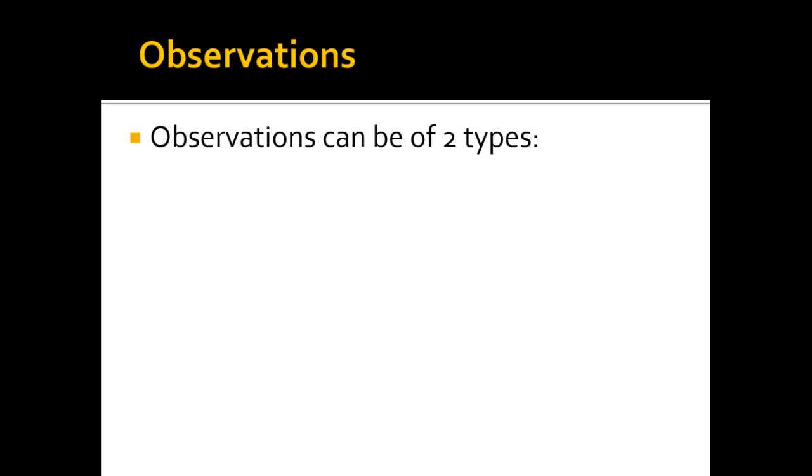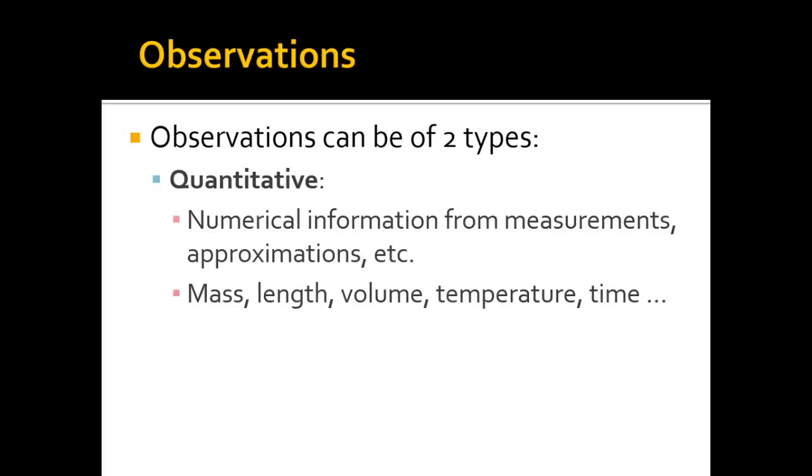So as I mentioned before, there are two types of observations. The first is a quantitative observation. In there you might see the word quantity, which is a word you've probably used and heard many times before. A quantity is almost always some kind of numerical amount or observation that you take. So this is a numerical information piece from a measurement or an approximation that you make. It's going to be something like a mass, a length, volume, temperature, time, or anything else that has a number involved.